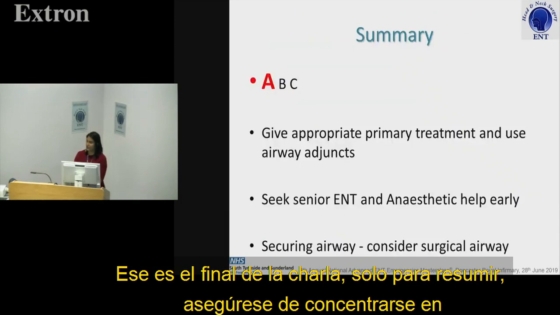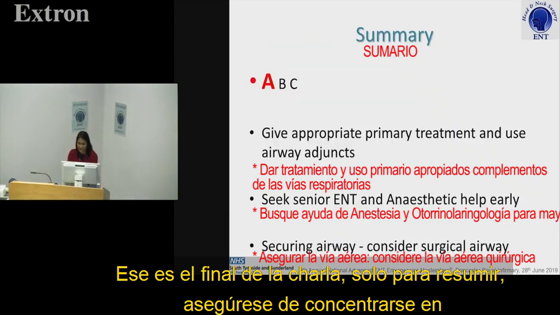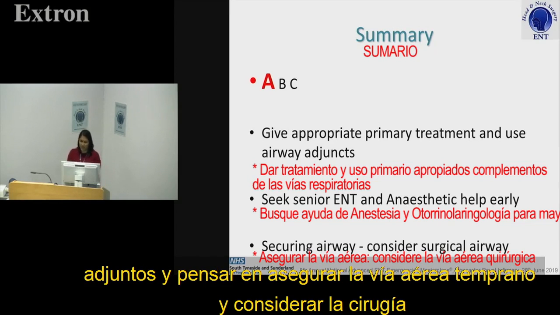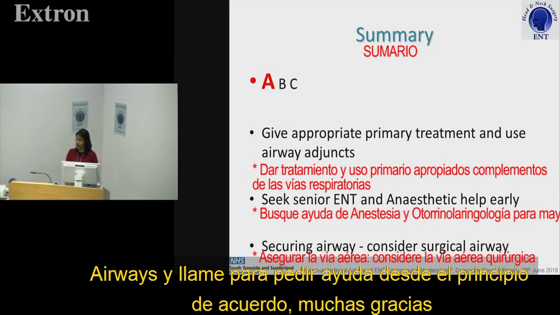So that's the end of the talk. Just to summarize, make sure that you focus on the A of ABC. Give the appropriate primary treatment and use airway adjuncts, and think about securing the airway early and consider surgical airways and call for help very early on.